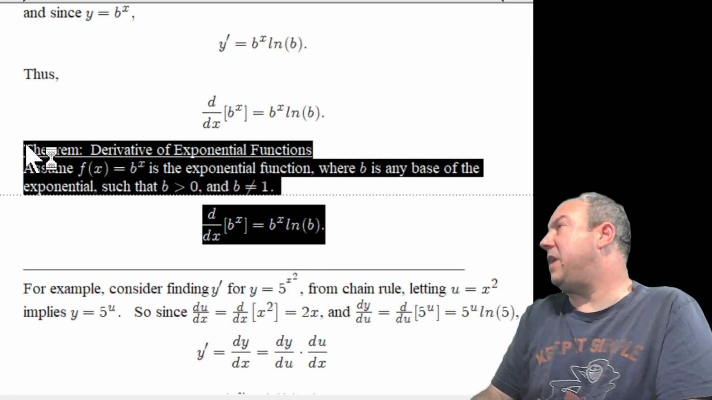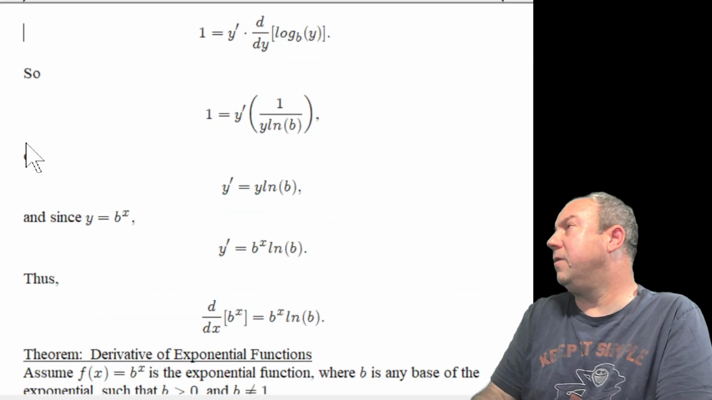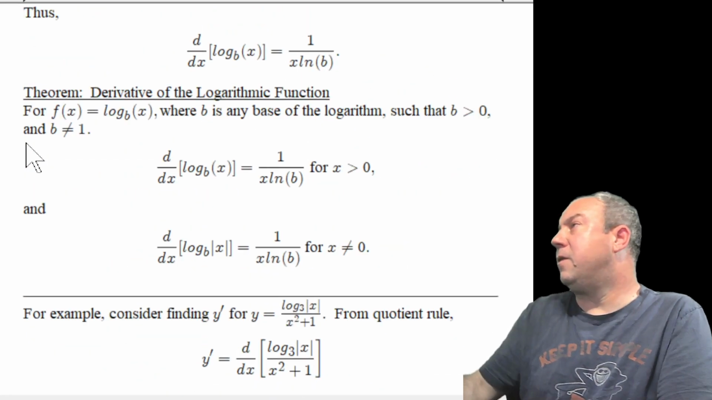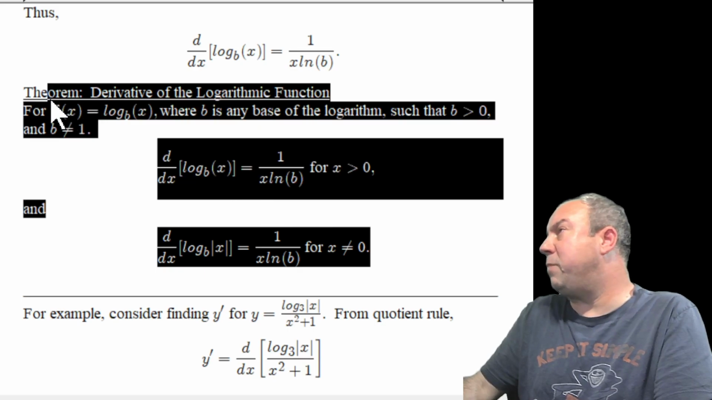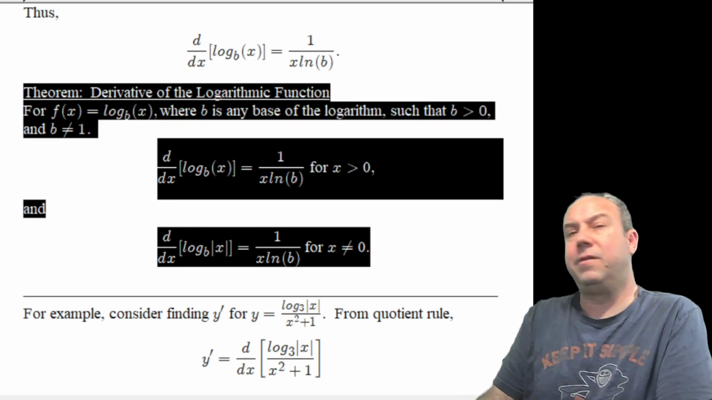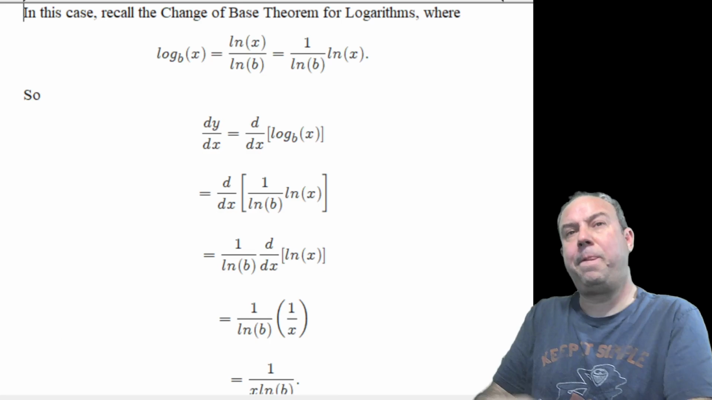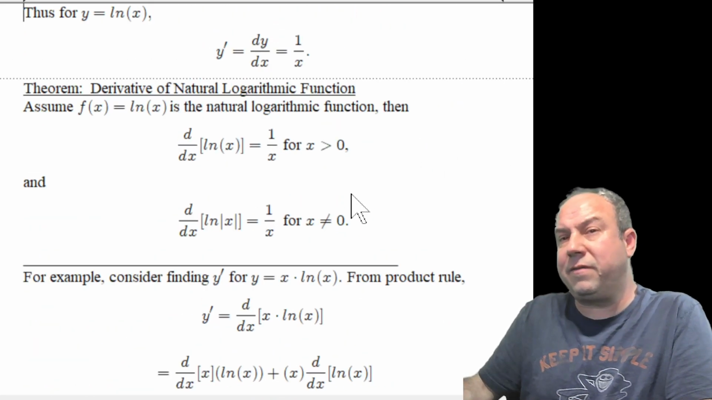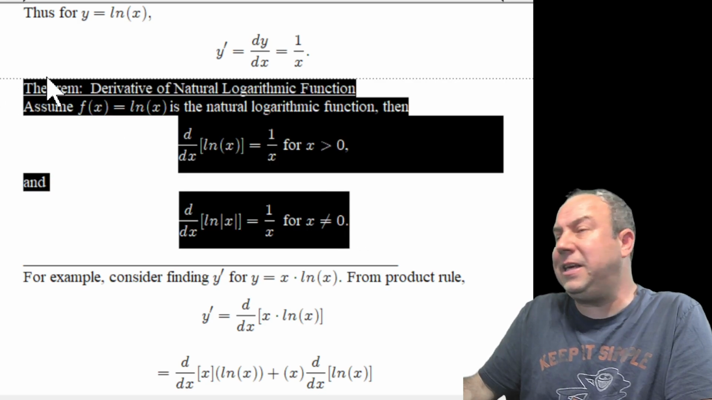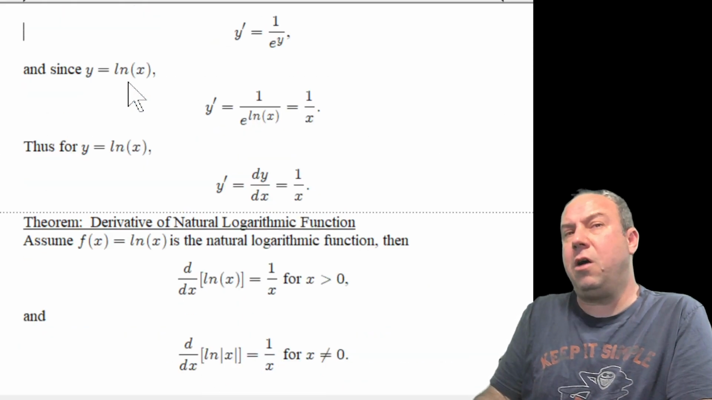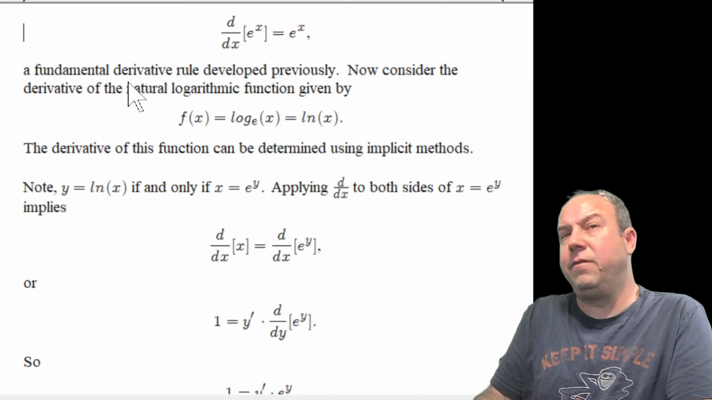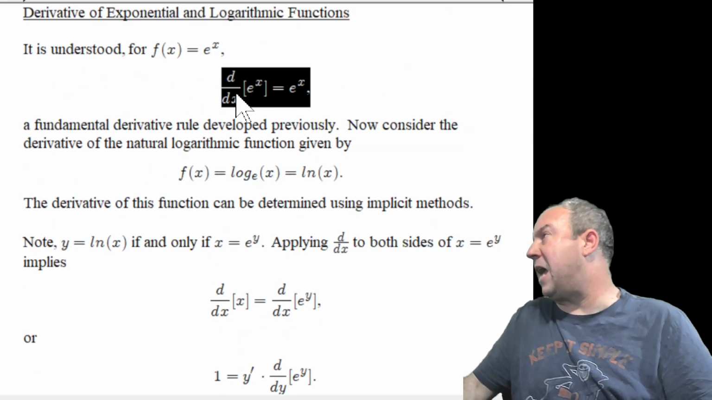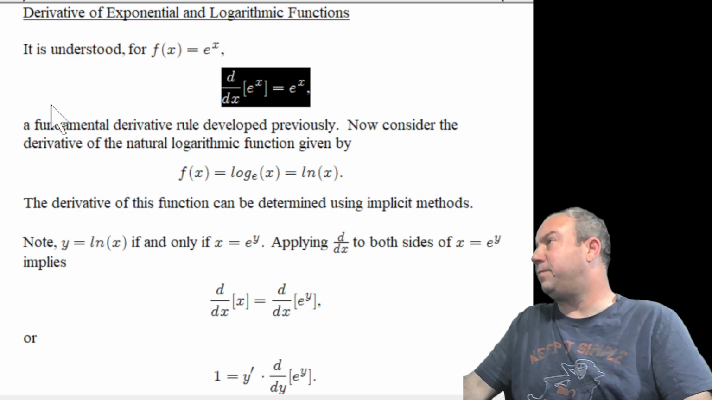All right, folks, that is 3 derivative results. The derivative of the exponential function of base b, the derivative for the logarithmic function of base b, and the derivative result for the natural logarithmic function of base e, to go along with the derivative result for what we already understand is the derivative of the natural exponential function.